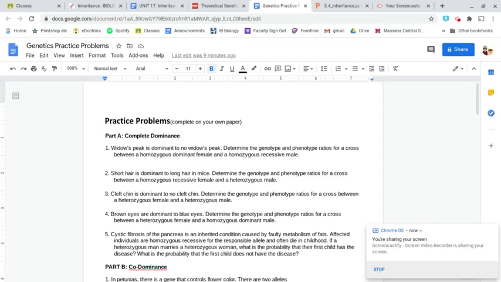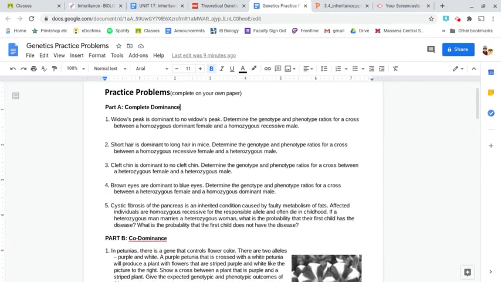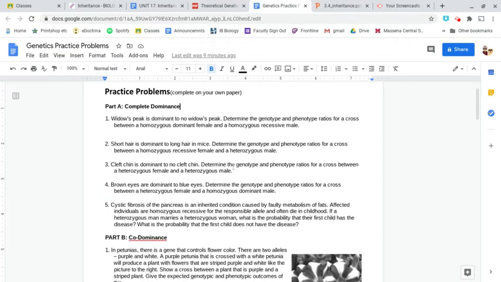Hey guys, so you're going to do the practice problems for parts A, B, and C. And I'm just going to do a couple of examples for you. The first one is going to be an example about complete dominance. Complete dominance is what I've been referring to as the dominant-recessive traits, but the more accurate term for those types of traits where one is dominant over the other is complete dominance.